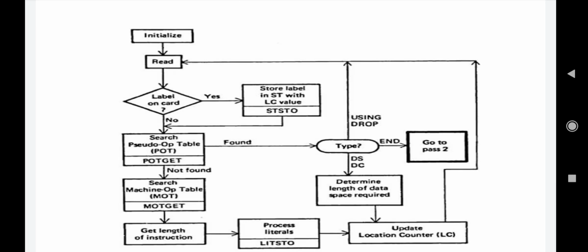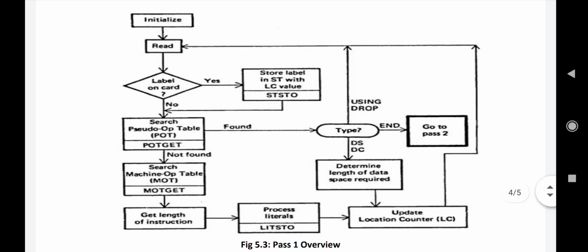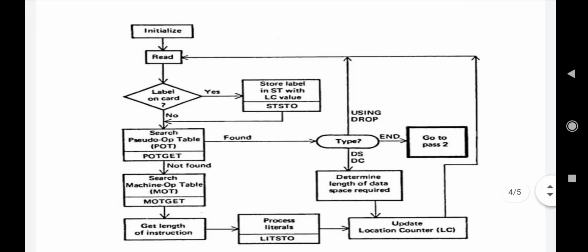The various pseudo instructions that could be encountered, like DEC of n, HEX of n, etc. Suppose you don't find that particular label or instruction in the pseudo operation table, then it will go further and search it in the MOT, that is the machine operation table, also called MOT-GET.